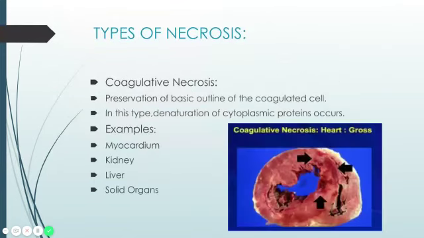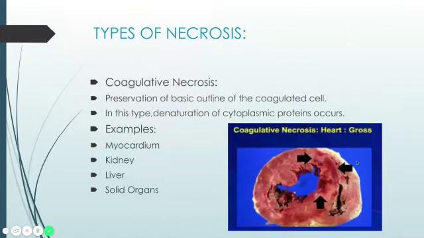What are the types of necrosis? They are coagulative necrosis, liquefactive necrosis, caseous necrosis, fibrinoid necrosis, and fat necrosis. What is coagulative necrosis? Basically, in coagulative necrosis, there is preservation of the basic outline of the coagulated cell. In this type, denaturation of cytoplasmic proteins occurs, but the outline structure remains intact.